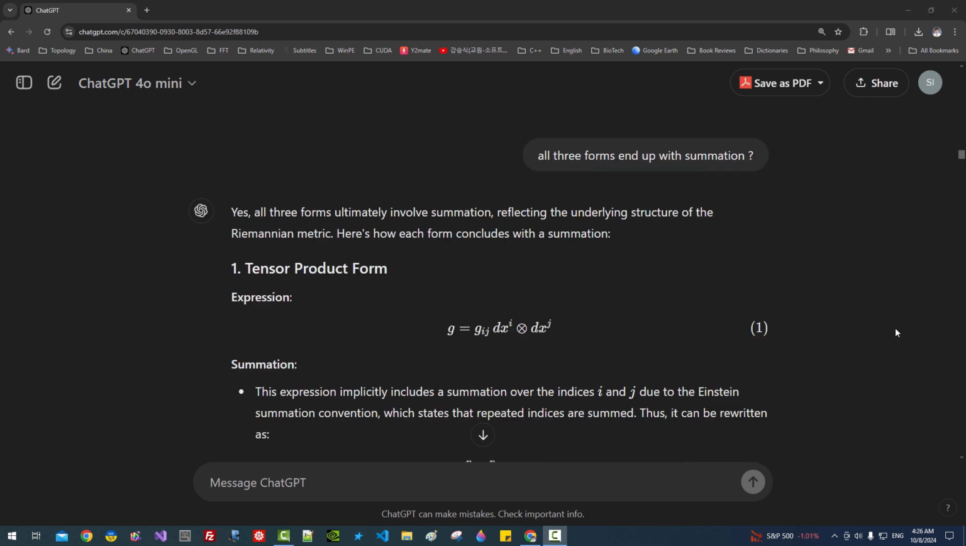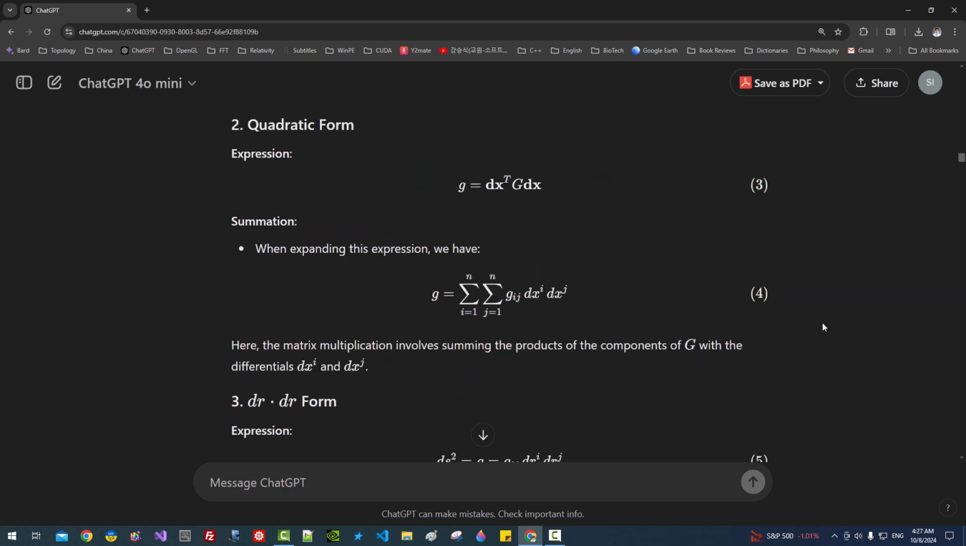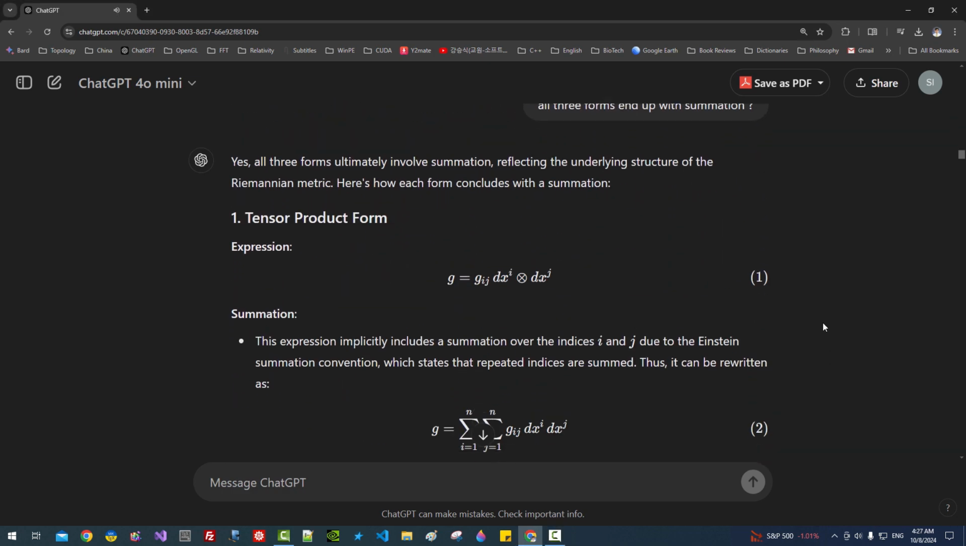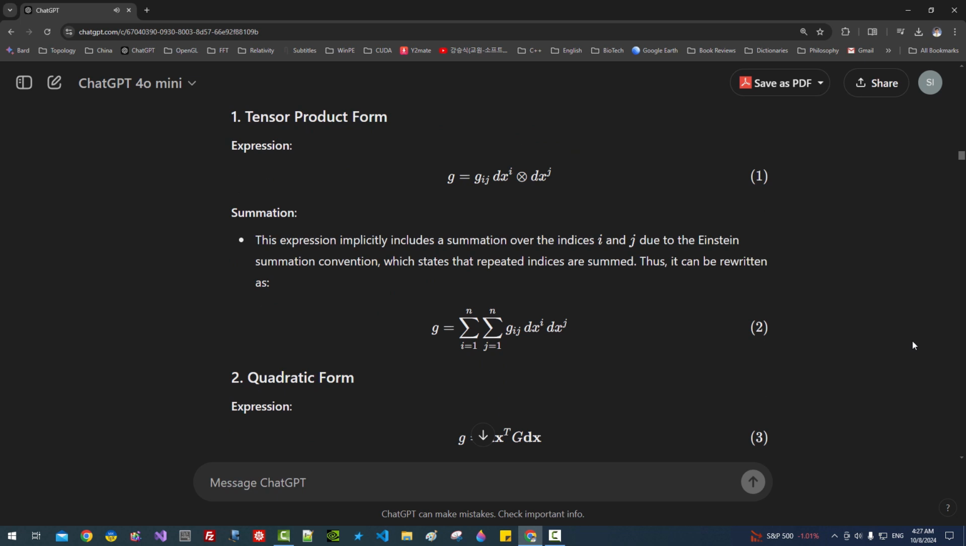All three forms end up with a summation. Yes, all three forms ultimately involve summation, reflecting the underlying structure of the Riemannian metric. Here's how each form concludes with a summation. 1. Tensor product form. Expression: g equals g_ij dx^i tensor dx^j, tag 1. Summation. This expression implicitly includes a summation over the indices i and j due to the Einstein summation convention, which states that repeated indices are summed. Thus, it can be rewritten as g equals the sum over i equals 1 to n and j equals 1 to n of g_ij dx^i dx^j.